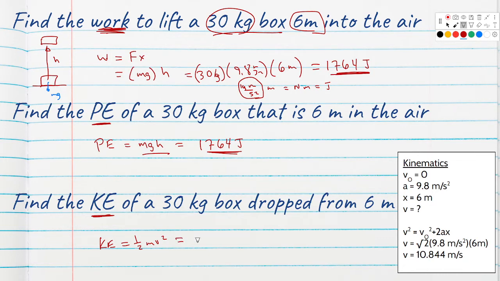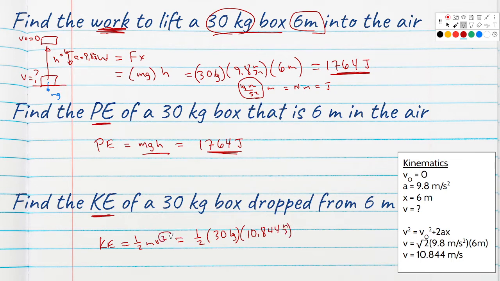Well, I'd have to do 1/2 mv squared. It's a 30-kilogram box. I need to know how fast it's moving. If I drop it, then the initial velocity is 0. I'd like to know the final velocity. The acceleration is g, 9.8 meters per second squared, and it's going to fall a distance of 6 meters. I could use kinematics, right? Here are those variables. I could plug it into v squared equals v naught squared plus 2ax like we did on the first section. Put your numbers in. The velocity when that hits the ground is 10.844 meters per second.